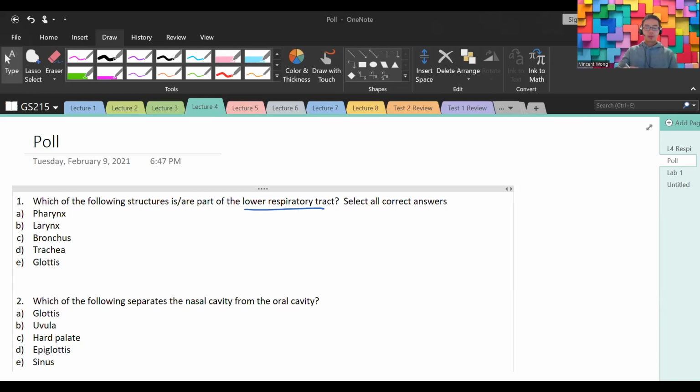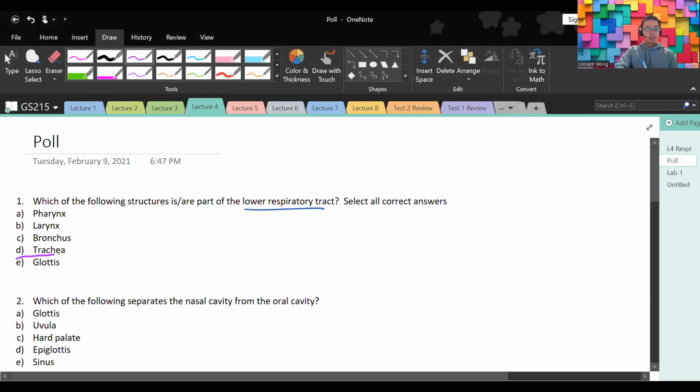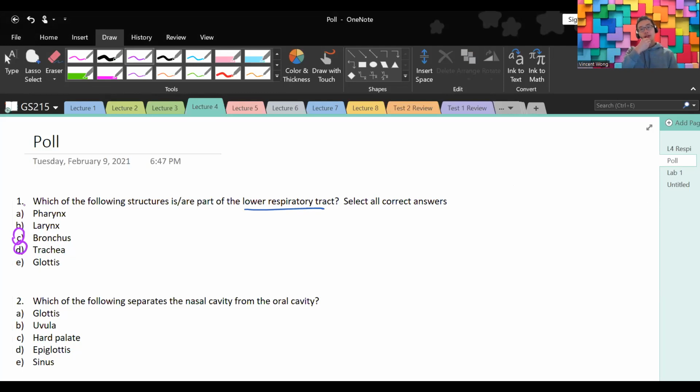So lower respiratory tract, basically trachea and beyond, that's lower respiratory tract, right? And the answer would be the trachea, the bronchus. Okay, so these are the two answers. And so when you have a lower respiratory tract infection, it takes a longer time to recover from.